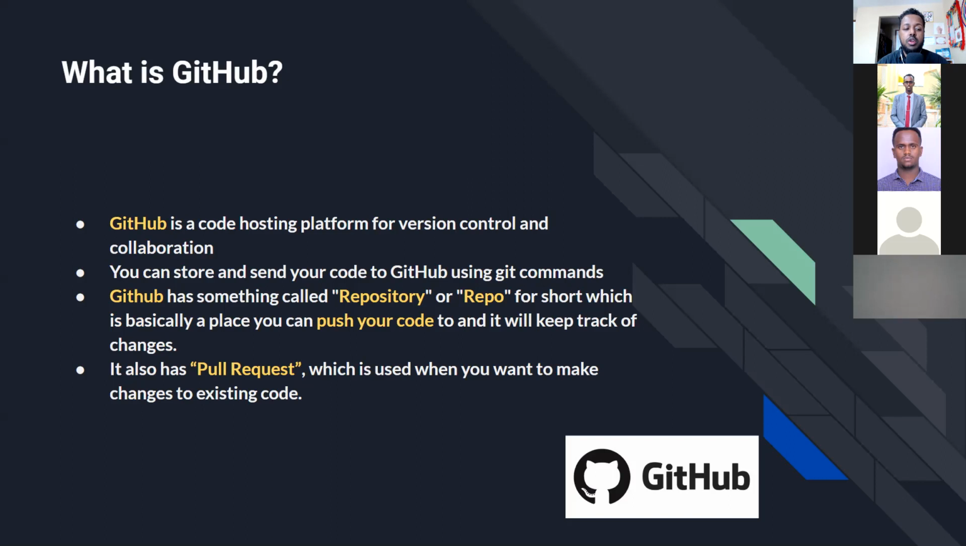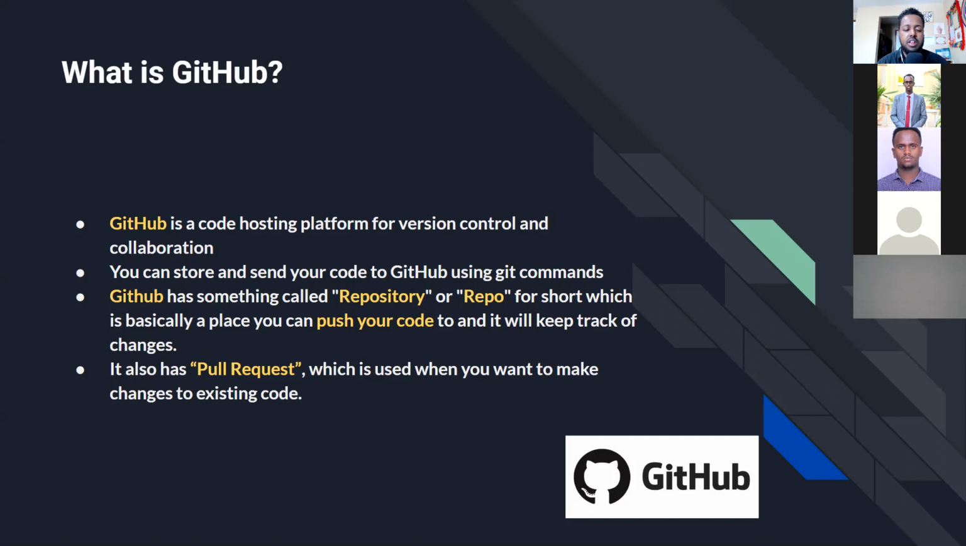You could put pictures in there, but it will not render the pictures and stuff like that. It will just keep the pictures. You can store and send your code to GitHub using Git commands. So the Git commands we just learned, the push one, all that, you could use those to send your code. There's also something called a pull request that we will learn, which is important in GitHub.